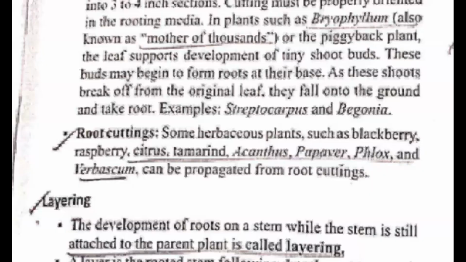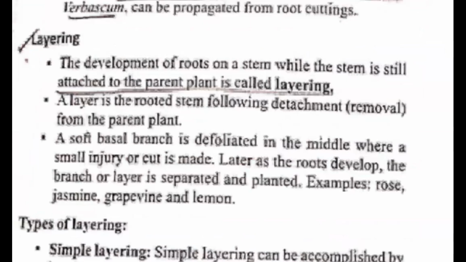This is another thing. The soft basal branch is defoliated in the middle and a small injury or cut is made. Later, as the roots develop, the branch or layer is separated and planted. Examples: rose, jasmine, grapevine, lemons. These are all known as layering. There are so many types of layering. Here the plant is alive, and at the same time roots are produced on it.